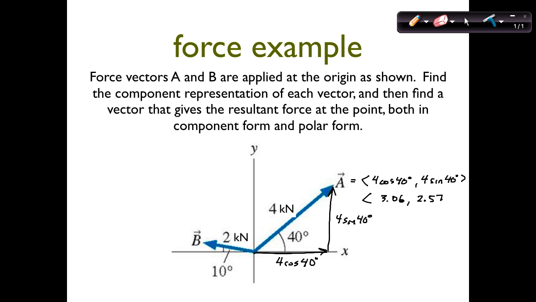We have agreement on those? Okay, cool. So that's our vector A in components, right? So we have the component form and the polar form. Polar is magnitude and some way of expressing the direction. And then component form is X component, Y component. Similarly, B, we can do the same thing. And you get?